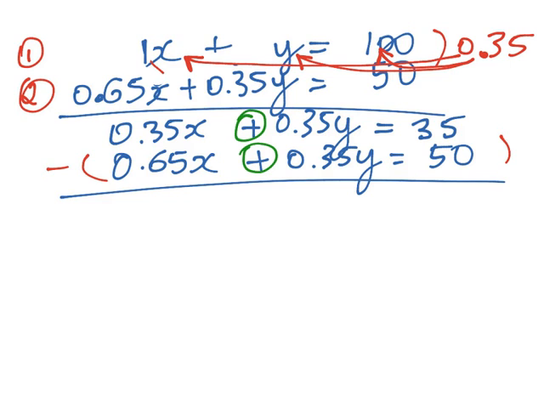So 0.35 minus 0.65 is negative 0.3x. The y's will cancel, they'll be eliminated, and 35 minus 50 is negative 15. Just made a little mistake here.